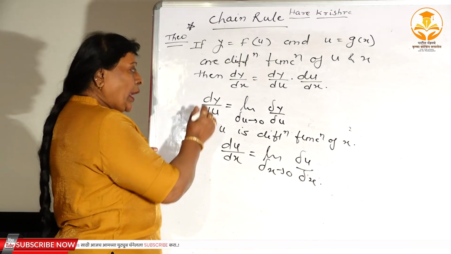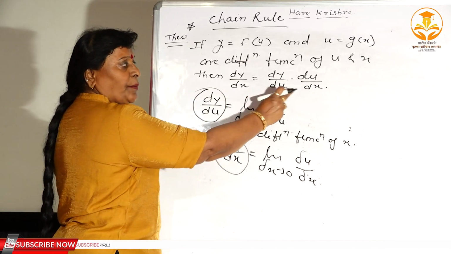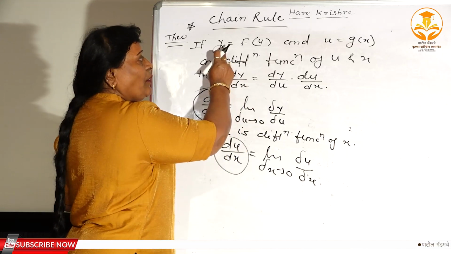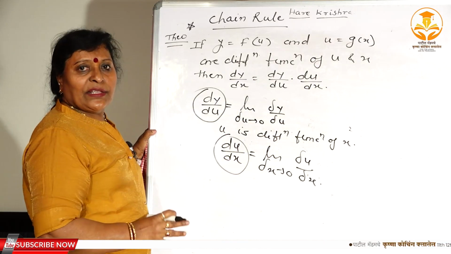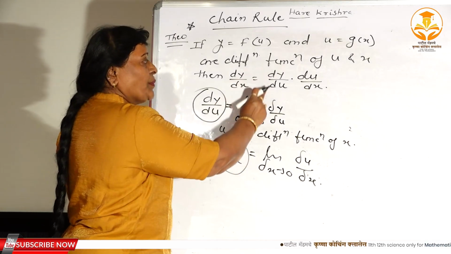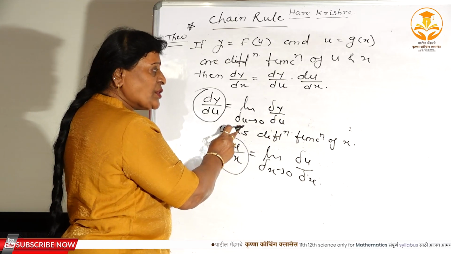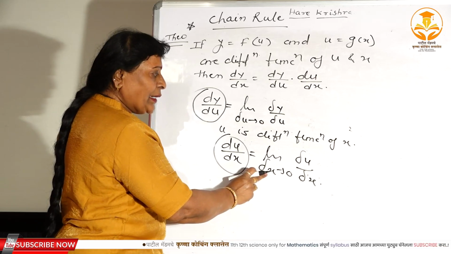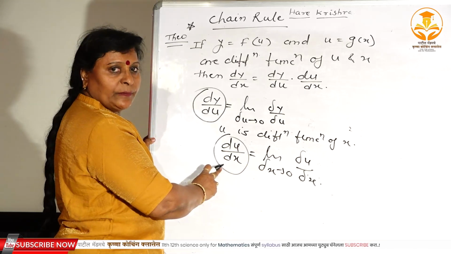So if you want dy by du and du by dx, then it is necessary to take the changes in the value of y as well as in the value of u. Unless and until you take the changes in the value of y and the value of u, you will not get these terms, dy by du and du by dx, because limit del u tends to 0, del y divided by del u is equal to dy by du, and limit del x tends to 0, del u divided by del x is equal to du divided by dx.